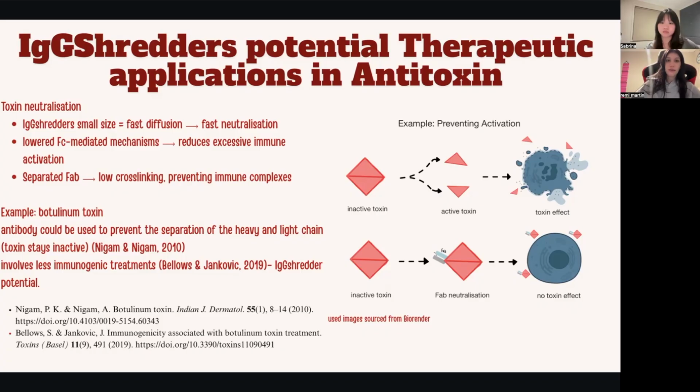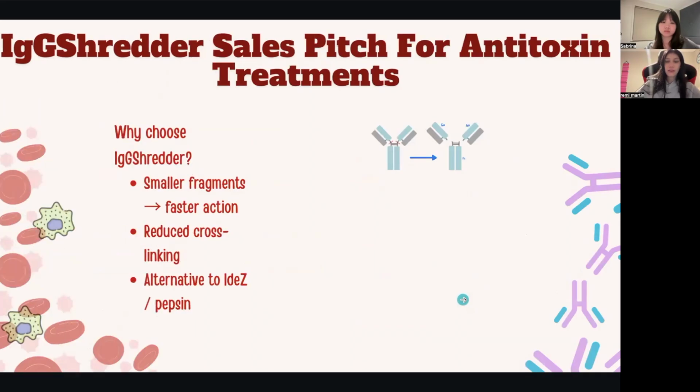For a sales pitch to a consumer, IgG-shredder offers advantages over other enzymes, as its fragments are smaller compared to IDES and pepsin for faster neutralization of the target, and has low cross-linking unlike IDES and pepsin, which is preferred if generating hard-to-clear immune complexes is unwanted.